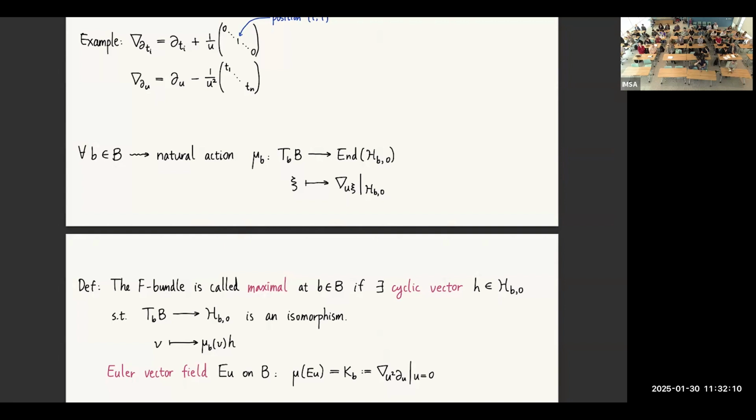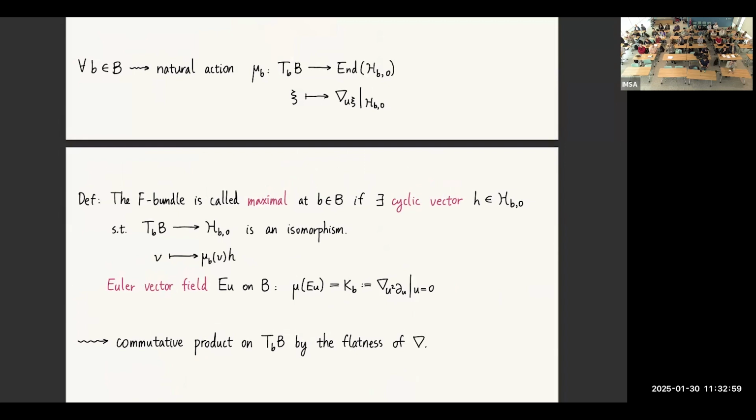Here we are just looking at the residue in the direction of the base, but if we also take a look at the u direction, we have this operator K_B, given by nabla u squared d/du, some kind of residue, restricted to u equals 0. And since mu is the isomorphism in the maximal case, we get a vector field E of B that gives this action nabla u squared d/du. And in the maximal case, we get a commutative product on the tangent space by the flatness of nabla.